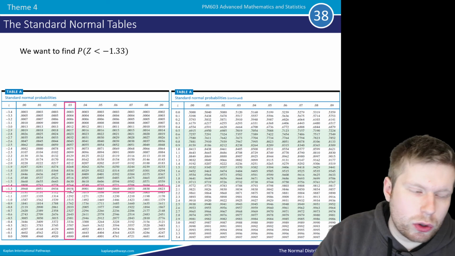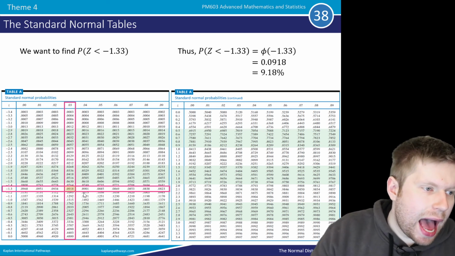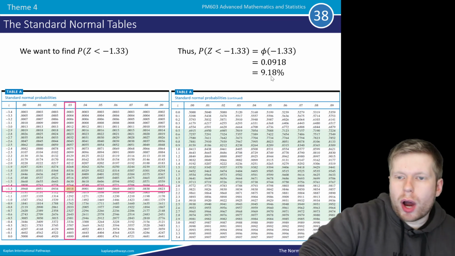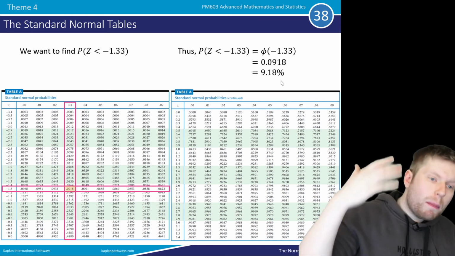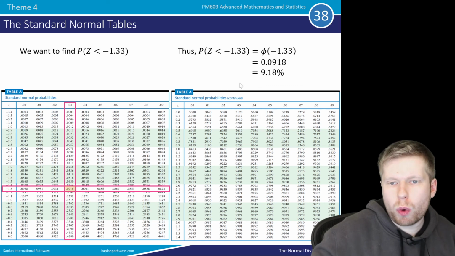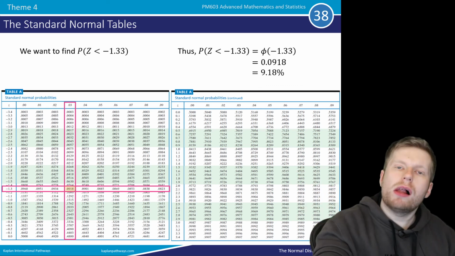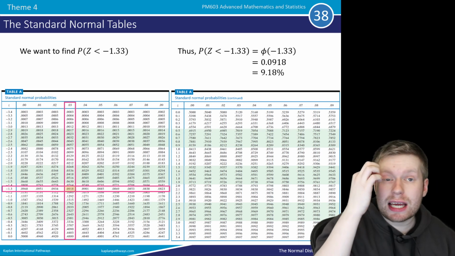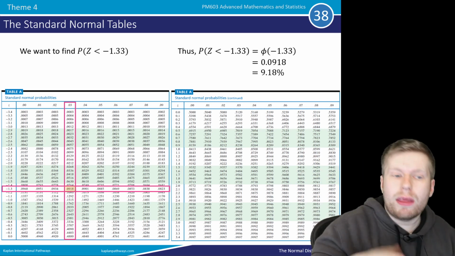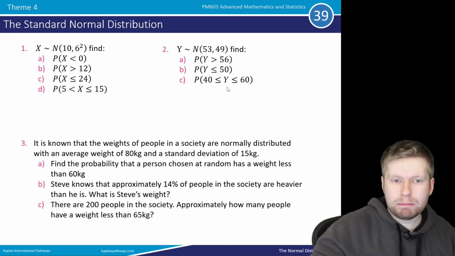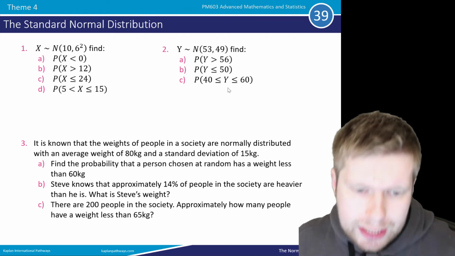So in this case, these row and column intersect at 0.0918, which is going to correspond to 9.18%. So in other words, my original question, okay, which was what was the probability that x was less than 1? Well, I basically worked out 1 lies 1.33 units of standard deviation below the mean. And then from that, I was able to work out that probability using the standard normal tables should be 9.18%, okay? So let's actually have a look at these examples then.